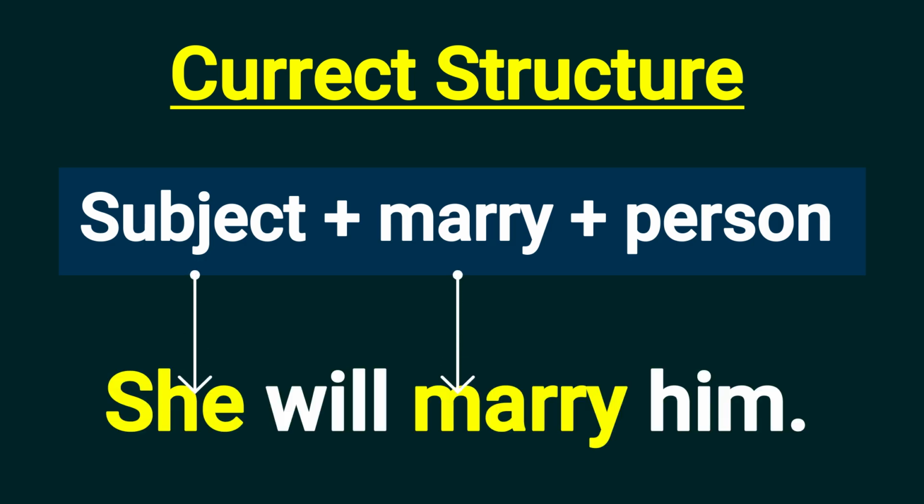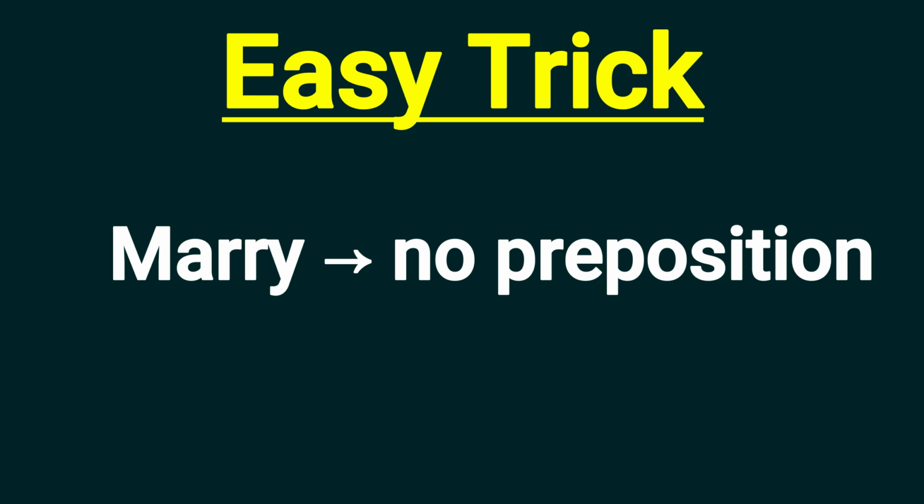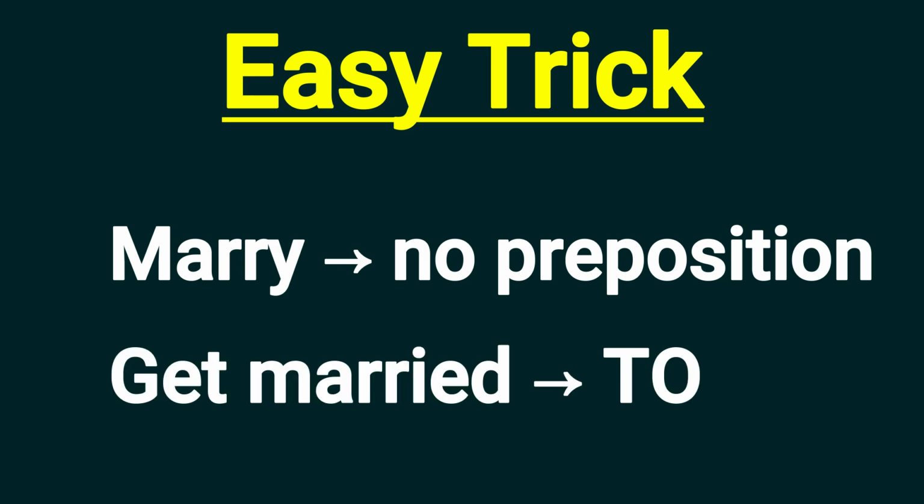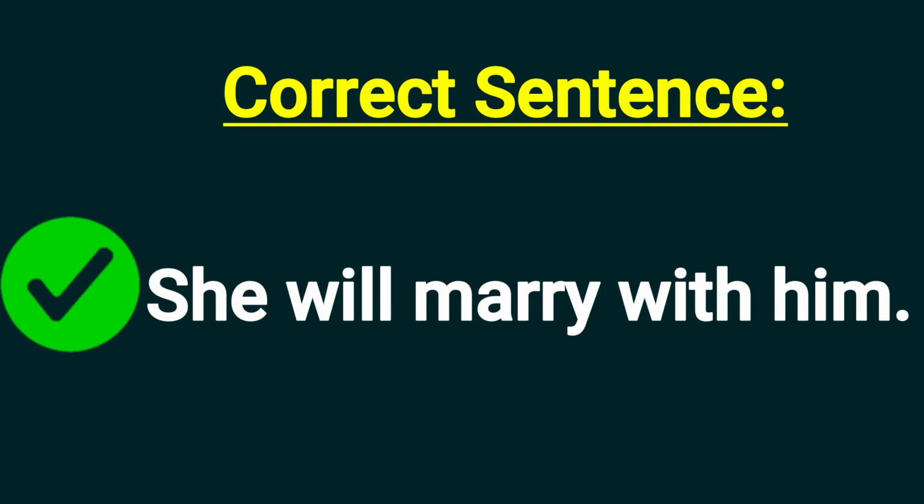The correct structure is subject plus marry plus person. She will marry him. So the easy trick to remember, marry is always used with no preposition, or get married is always used with the preposition to. So the correct sentence is, she will marry him.